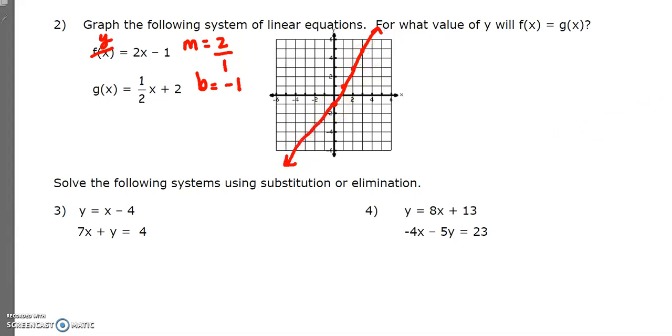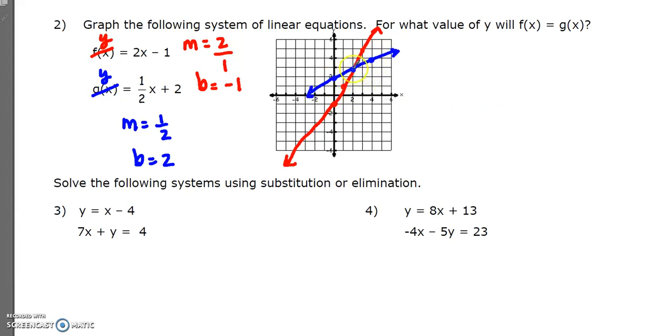Alright, and then the next one. Again, the g of x is just the fancy way of saying y equals. And again, it's in slope-intercept form, so my slope is going to be 1/2. My y-intercept would be a positive 2, so I'll begin at positive 2. And then I'm going to rise 1 and run 2, rise 1 and run 2. And I can draw my line, and I can see where the two lines are intersecting.